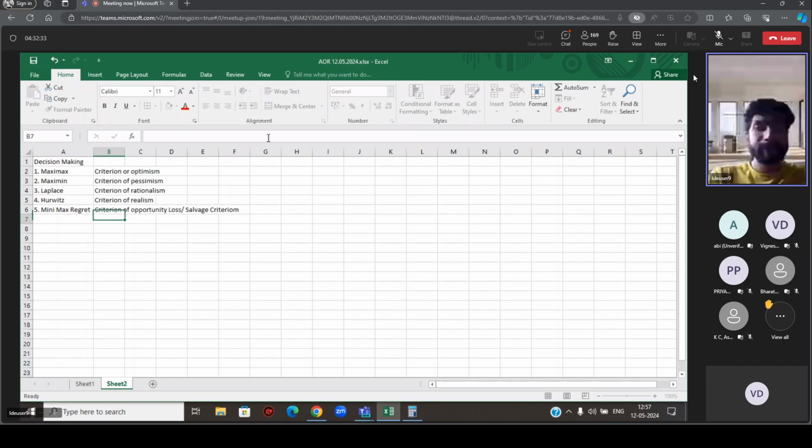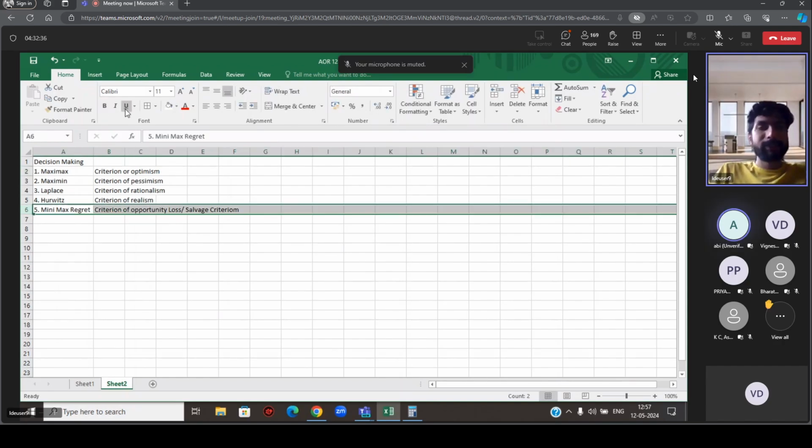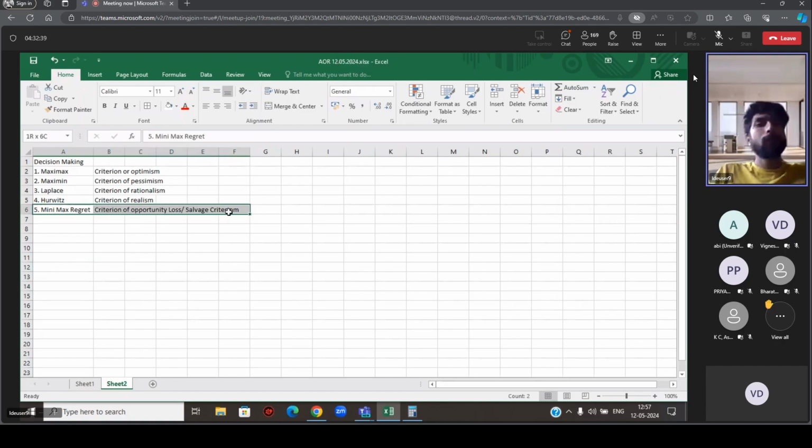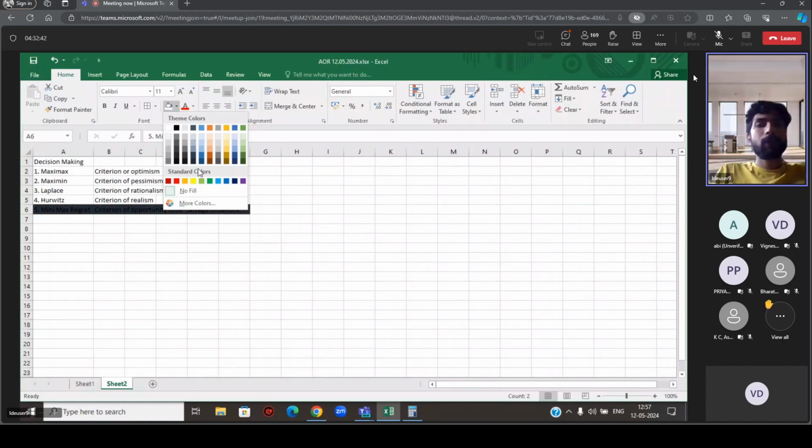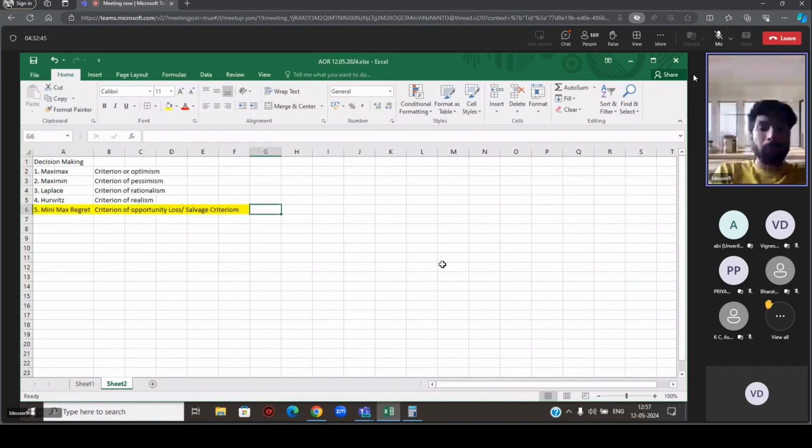This one is the 5th one, and this is really important. I've seen a lot of question papers where they have asked regret, they've asked salvage. Minimax regret is also called opportunity loss. It's a very important technique.